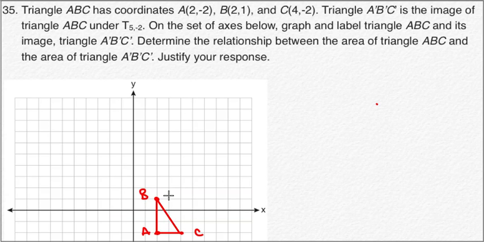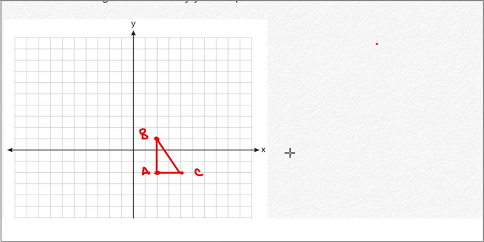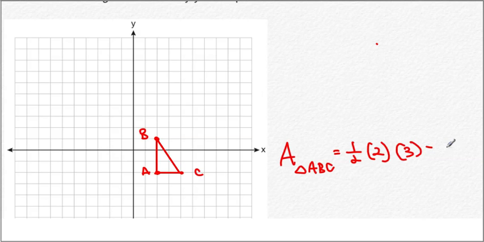So that's the original triangle: 2 comma negative 2, 2 comma 1, and then 4 comma negative 2. You see the area of this triangle, we can easily see that the base is 2 and the height is equal to 3. So the area of the triangle would have been 1/2 times base, which is equal to 2, times the height, which is equal to 3, which simply is equal to 3.